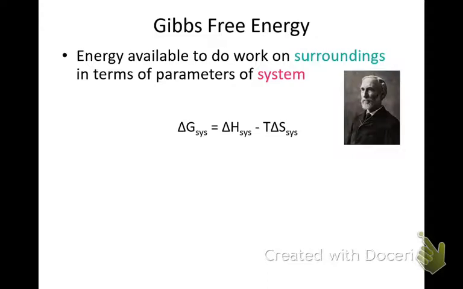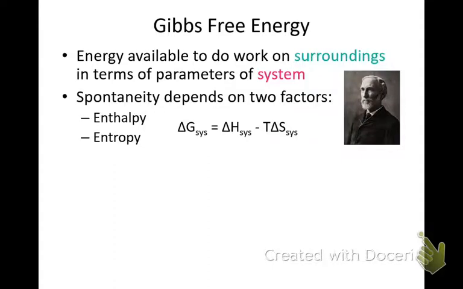So Gibbs free energy is the energy available to do work on the surroundings in terms of the parameters of the system. Okay, so it's the energy that is available. So it's the maximum amount of energy that could be released to the surroundings. Delta G equals delta H minus T delta S. So we see that spontaneity thus depends on two factors, both enthalpy and entropy. You have to think about how they work together.